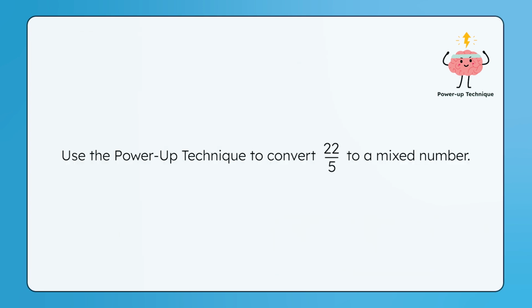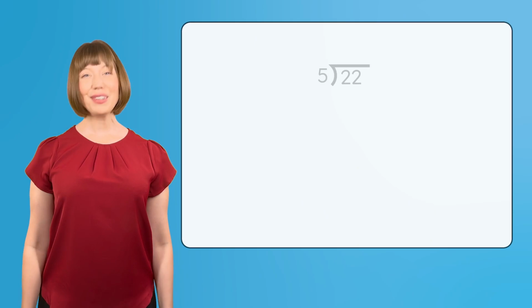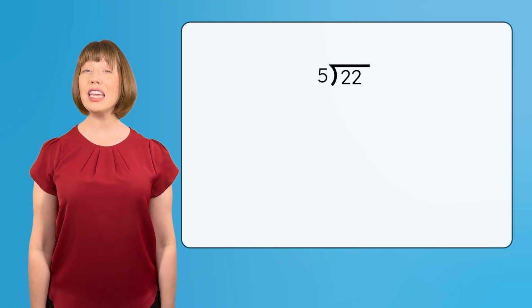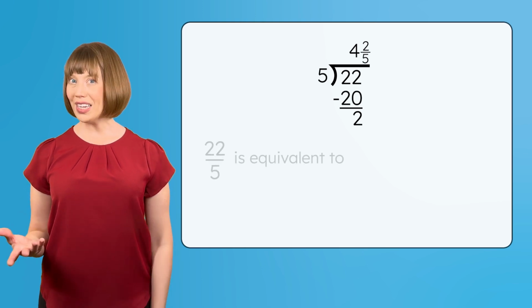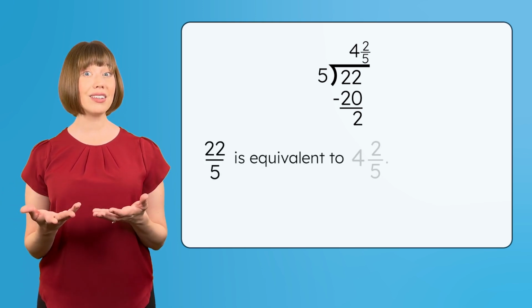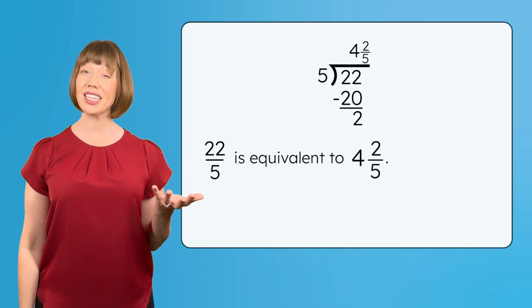Give the power-up technique a try with 22/5. Pause here to convert it to a mixed number in your guided notes. 22 divided by 5 equals 4, with a remainder of 2/5. 22/5 is equivalent to 4 2/5.